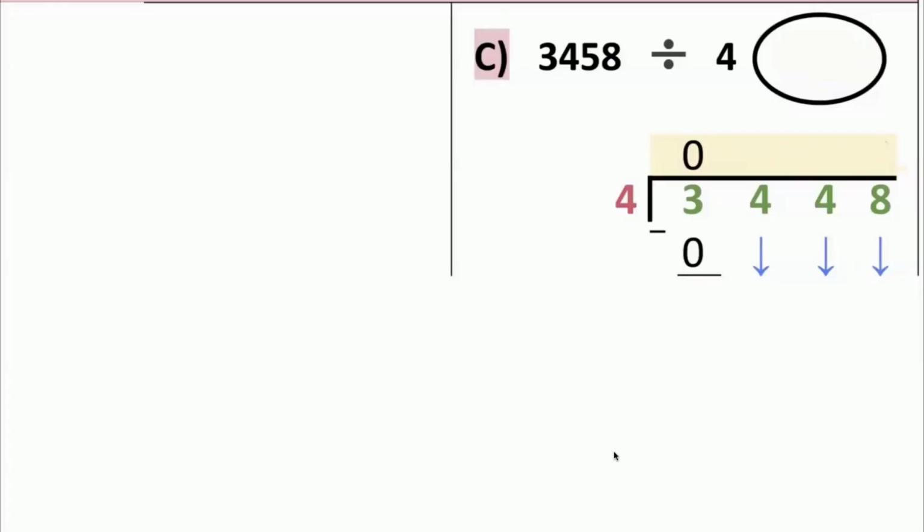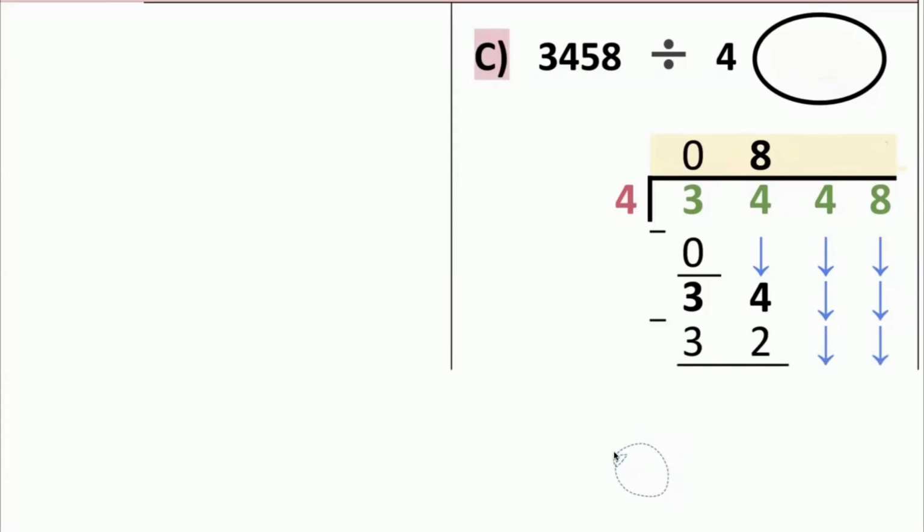The next step is 4 can't fit into 3. If you did 3 divided by 4, you would get a decimal. It fits in 0 times. 4 times 0 is 0. Subtract. 3 minus 0 is 3. And then we bring down the 4. 4 fits into 34 8 times. 4 times 8 is 32. Subtract, 34 minus 32 is 2.